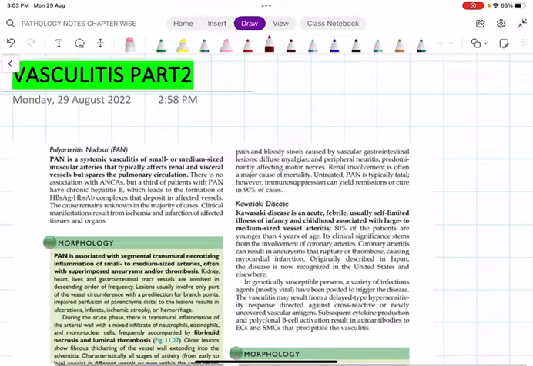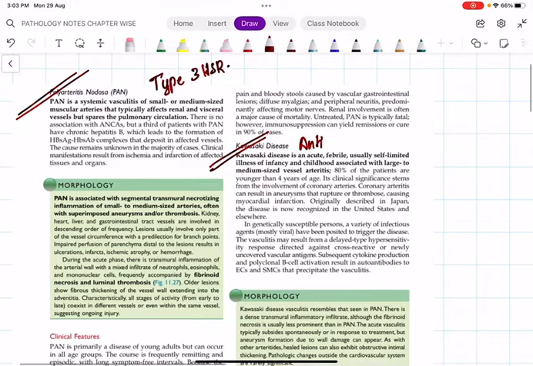With that, we are going to discuss the medium vessel and next is small vessel vasculitis. In medium vessel vasculitis, we have polyarteritis nodosa and Kawasaki disease. Polyarteritis nodosa, I have already told you the pathogenesis: type 3 hypersensitivity reaction, that is immune complex mediated. In Kawasaki disease, it is like a type 2 hypersensitivity reaction, that is anti-endothelial cell antibodies. These two are the points that you should be clear.